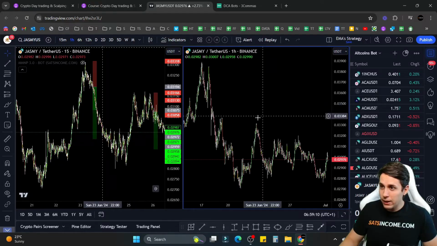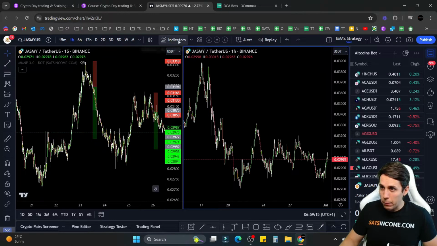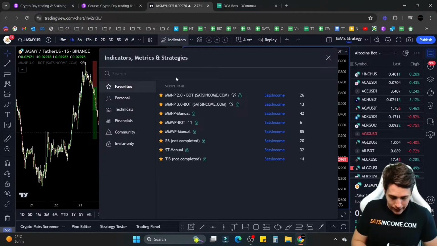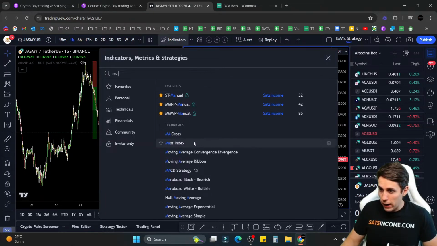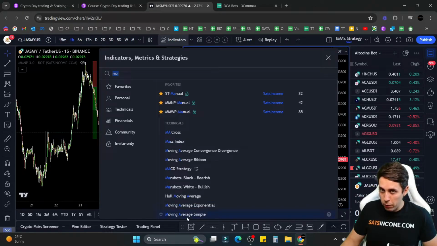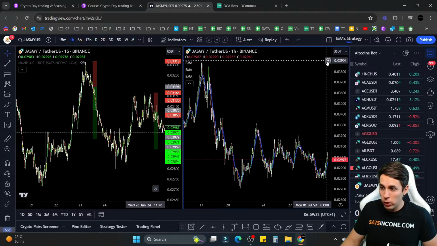We're gonna first add the indicators on our anchor time frame. So we're gonna need here moving average exponential, moving average simple, right? These are gonna be the 200s and one more moving average exponential, right? That's important for you guys to remember.